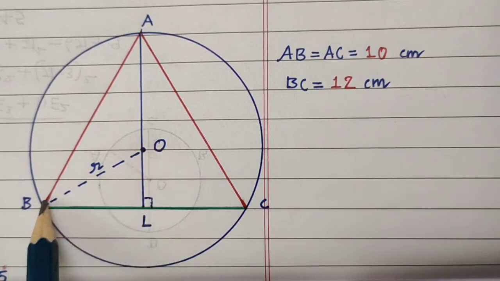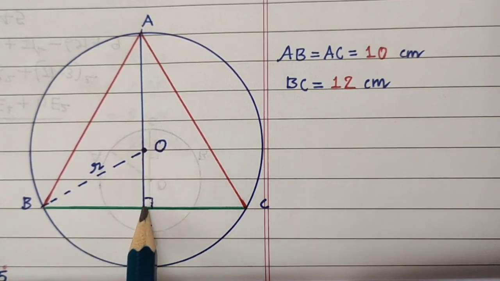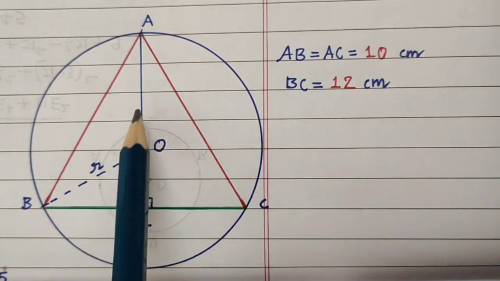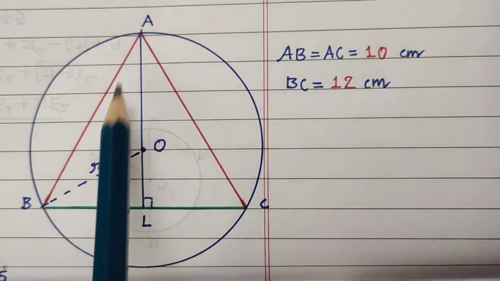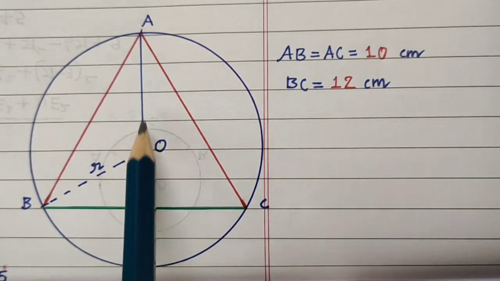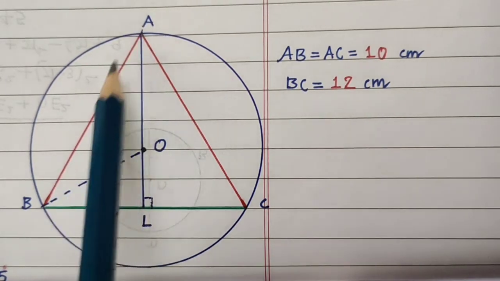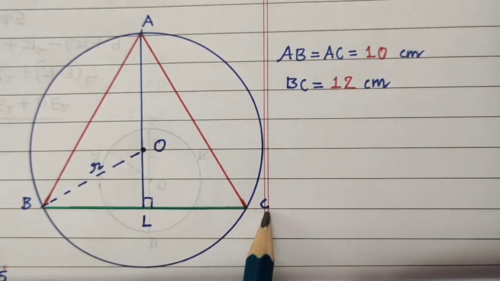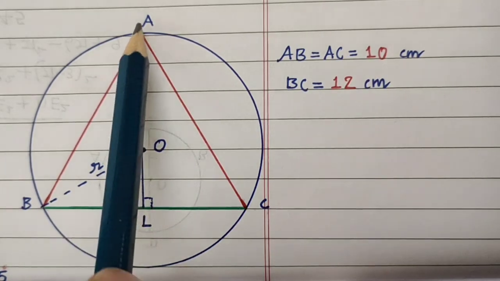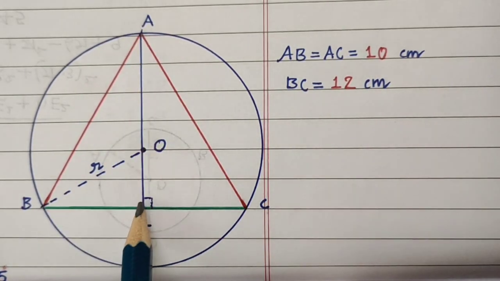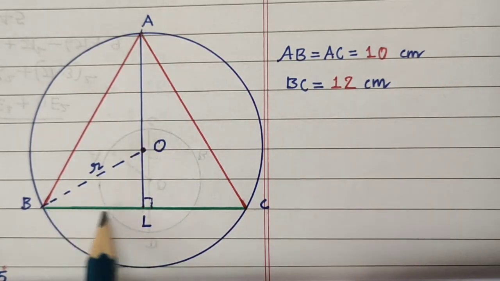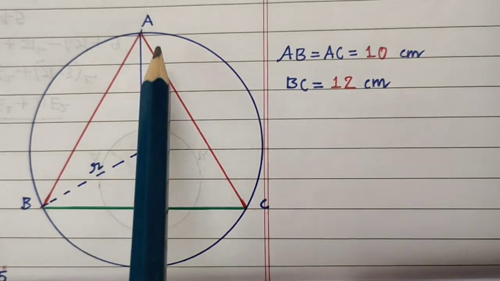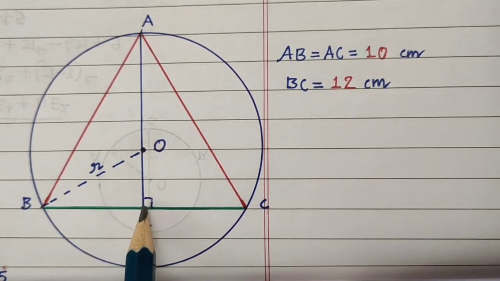To find the radius of the circle, we need this length. For this length, we need to calculate this length. Since this is a right angle triangle, we can find the value of AL by using the Pythagoras theorem. Because we know this length is equal to half of BC, this is 6 centimeters, and this is 10 centimeters. AL is equal to square root of 10 square minus 6 square, that is equal to 8 centimeters.